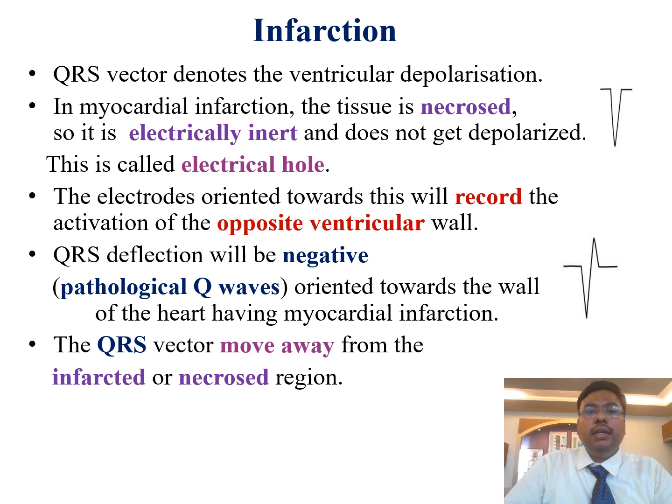QRS vector denotes the ventricular depolarization. So if the myocardial tissue is necrosed, it is electrically inert and does not get depolarized. This is an electrical hole. The electrodes oriented towards this will record the activation of the opposite ventricular wall. So QRS deflection will be negative. Pathological Q waves will be seen. This QRS vector will move away from the infarcted or necrosed region.